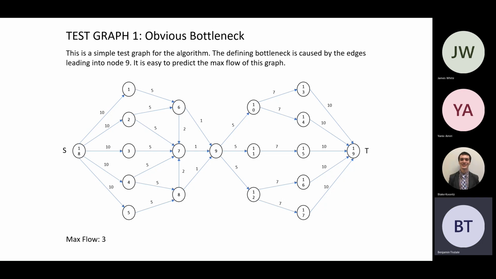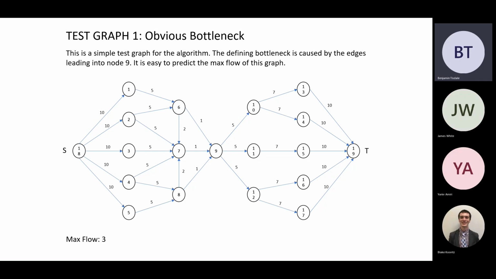Hello. On this graph that I created for testing purposes, there is an obvious bottleneck. You can see it on the edges that lead into node 9. They all have an edge weight of 1, so the max flow in this case is 3, and that was easily checked, and the algorithm came up with the correct max flow.